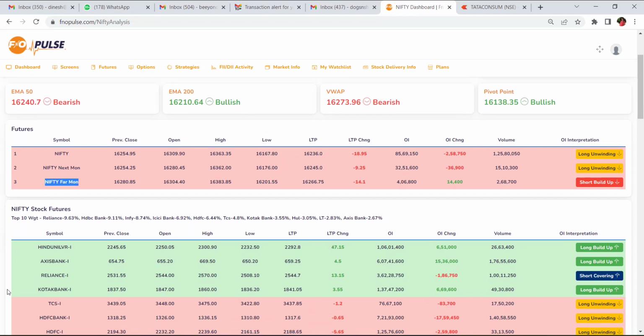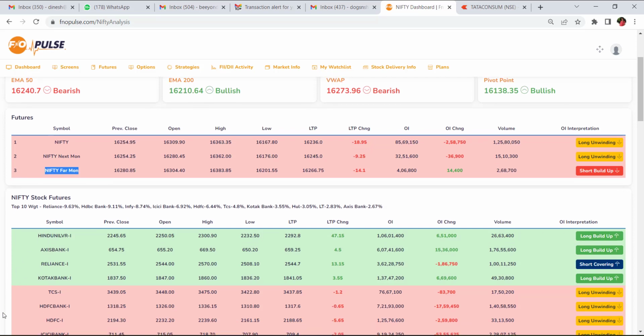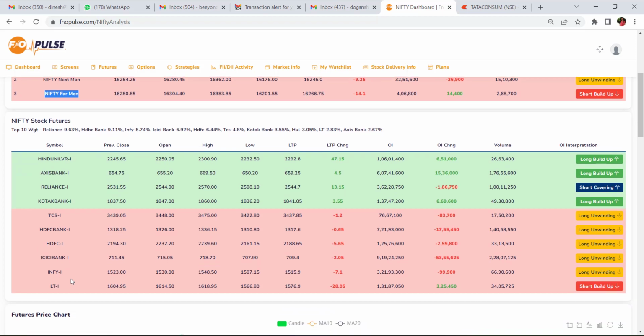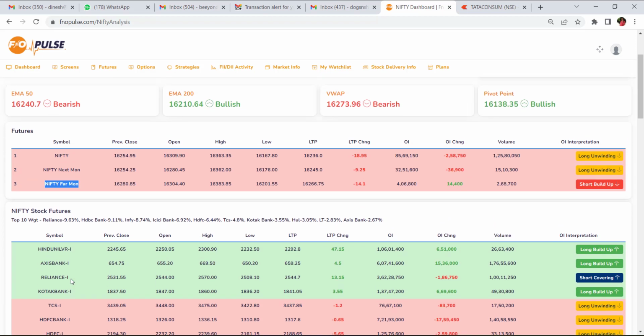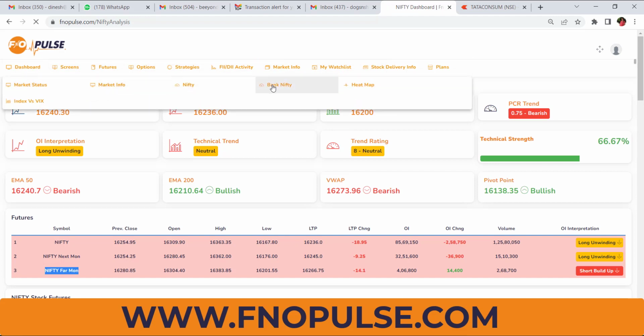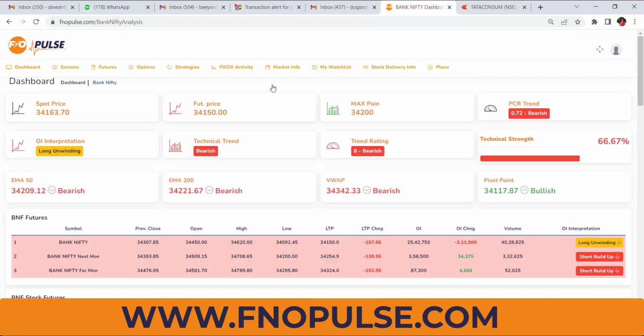Here the Nifty stocks are there, mainly the Nifty futures stocks. So from here you can identify which of the stocks are performing in futures. In the same way you have to go for Bank Nifty. In Bank Nifty also you will understand the same way what I explained for Nifty. The same will work out here.